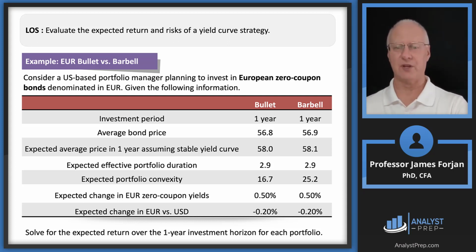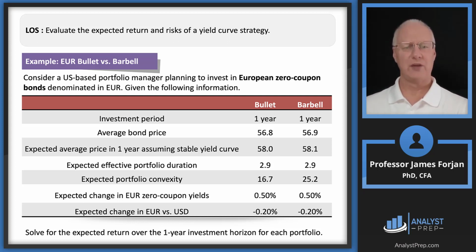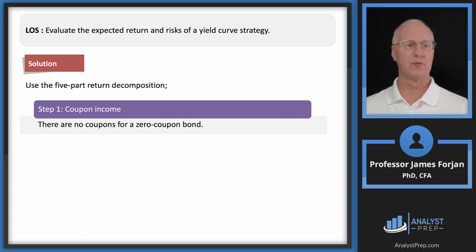Portfolio duration, effective duration, and convexity. There you go. They're similar numbers, right? Except for the convexity. The barbell, we learned this earlier, has to have higher convexity. Expected change in yields and change in the currency: so there we have 0.5% and a 20% depreciation. So solve for the expected return over the 1-year investment horizon for each portfolio.